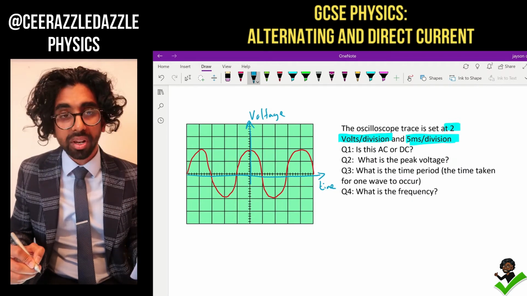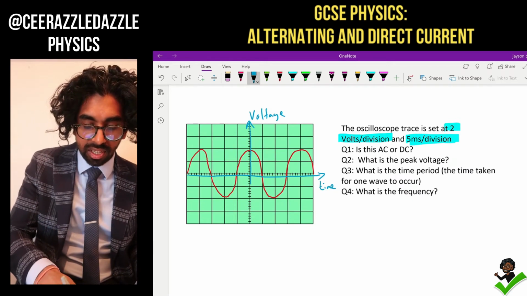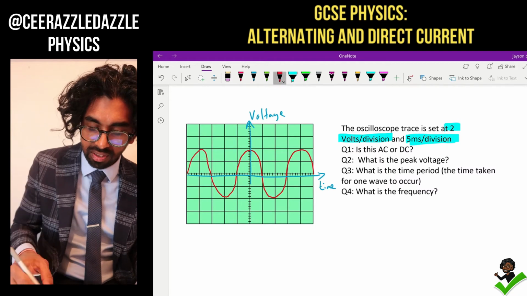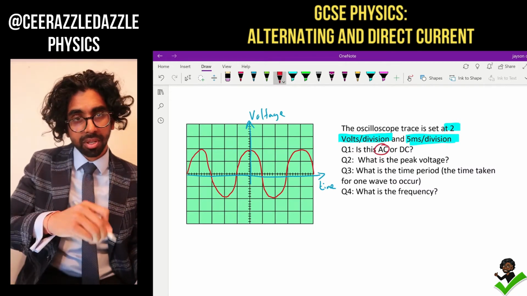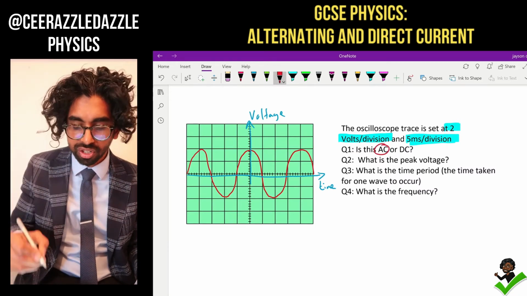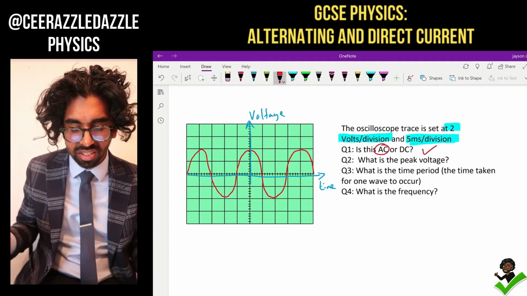So question number 1, is this AC or DC? This is going to be AC. Why? Because we can see that the voltage is changing direction. So it's AC, easy stuff.